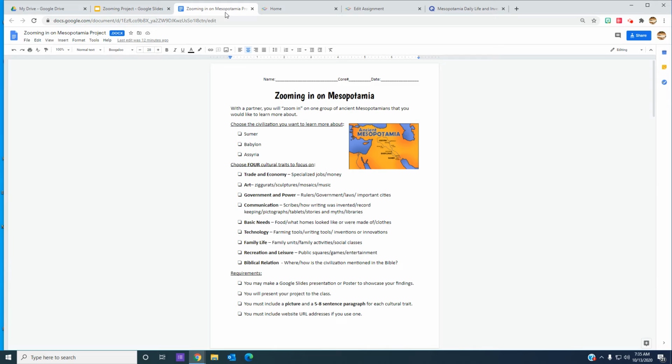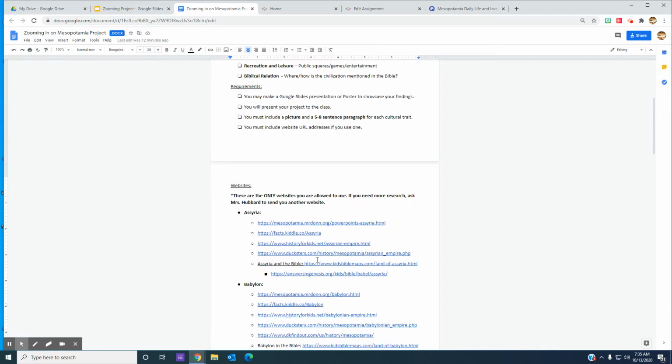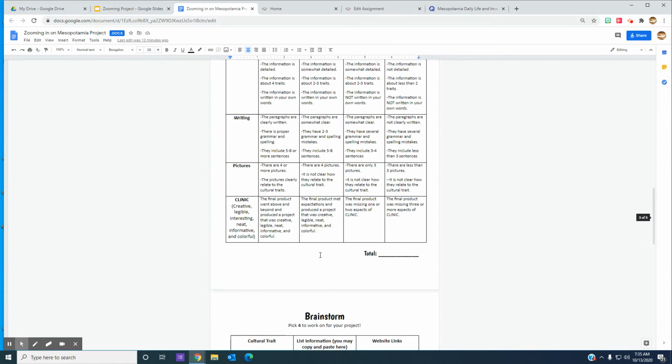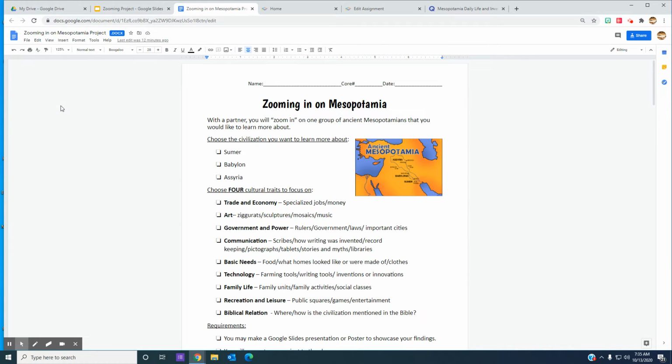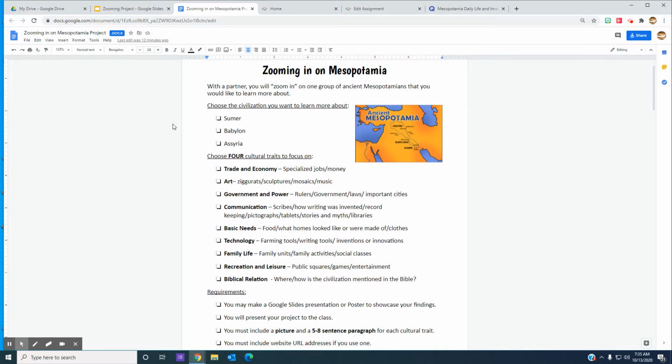Once you click on LMS today, you're going to see your project. You'll see a couple pages, so we're going to read what it is and talk about it together. This project is called Zooming In on Mesopotamia. With a partner, you will zoom in on one group of ancient Mesopotamians that you would like to learn more about. Choose the civilization you'd like to learn more about: Sumer, Babylon, or Assyria.